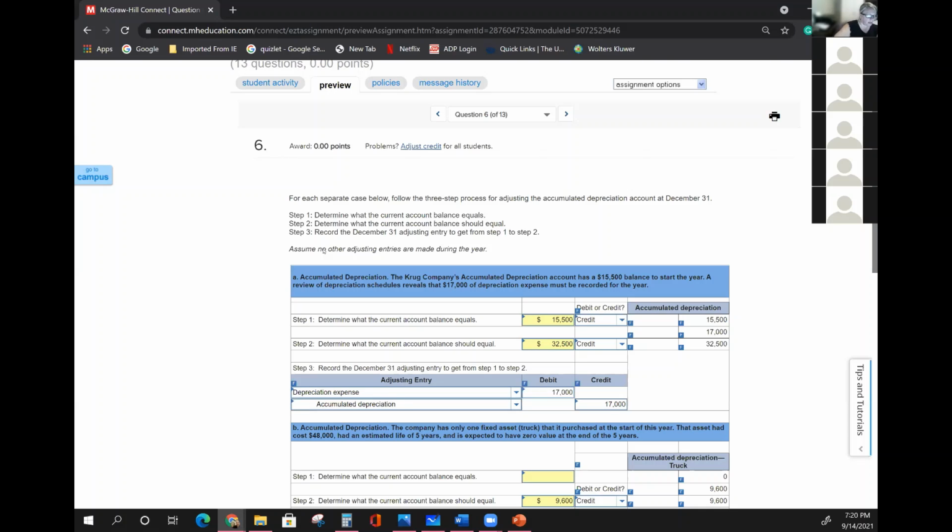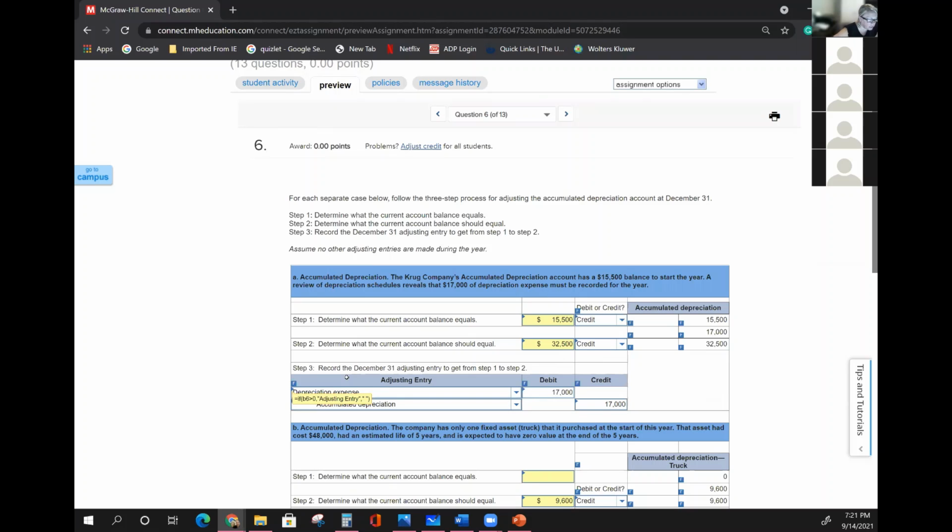So it's showing, and I don't know if it asks you to fill this in on this side over here. You might have to put those amounts in there. I'm not sure. So the 15,500 put there. The 17,000 is my adjustment for the year, my current adjustment. And then I'm going to add those two together to get 32,500. So when it says determine what the current balance should equal, the 32,500 is what it should equal, because I need to do that adjusting entry. What is it going to be sitting as? Well, again, it's accumulated depreciation, so it has to be a credit.